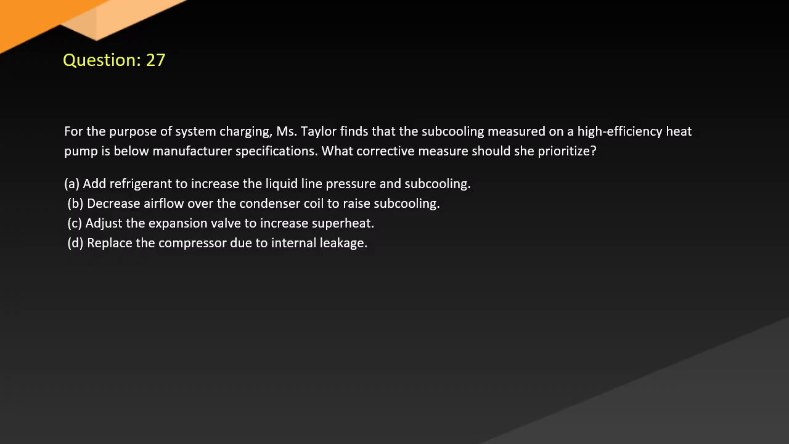Question 27. For the purpose of system charging, Taylor finds that the subcooling measured on a high-efficiency heat pump is below manufacturer specifications. What corrective measure should she prioritize? A. Add refrigerant to increase the liquid line pressure and subcooling. B. Decrease airflow over the condenser coil to raise subcooling. C. Adjust the expansion valve to increase superheat. D. Replace the compressor due to internal leakage.